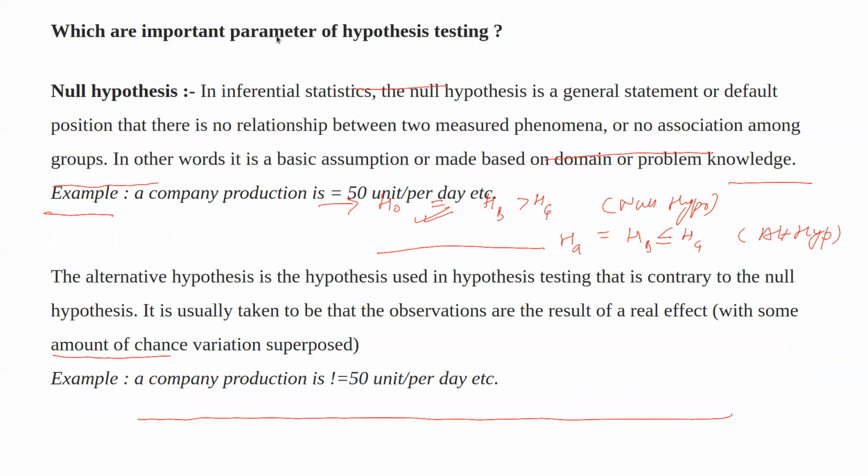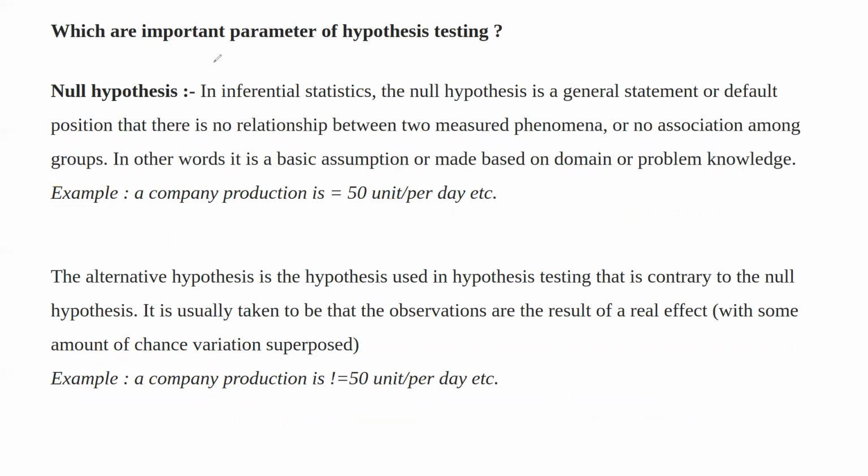Right? Let me clear it. Okay. So now basically, what are the important parameters of hypothesis testing which we should study? The first one is the null hypothesis. In inferential statistics, the null hypothesis is a general statement or a default position that there is no relationship between the two measured phenomena or no association among the groups. In other words, it is a basic assumption, which can be made on some domain or problem knowledge.